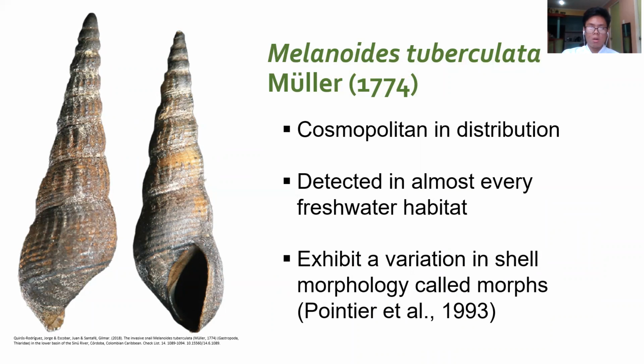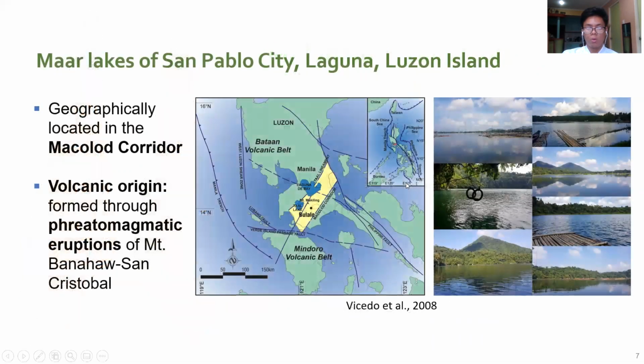It can be detected in almost every freshwater habitat. And you may ask me, why is it that I chose Melanoides tuberculata, knowing that it is resistant to changes, knowing that snails are supposed to be sensitive? Well, they're still sensitive, but they still persist in these kinds of environment, but they do still express phenotypic plasticity in the form of morphs, based on the study of Pointer and colleagues in 1993, which is why I used them as the primary snail of my study.